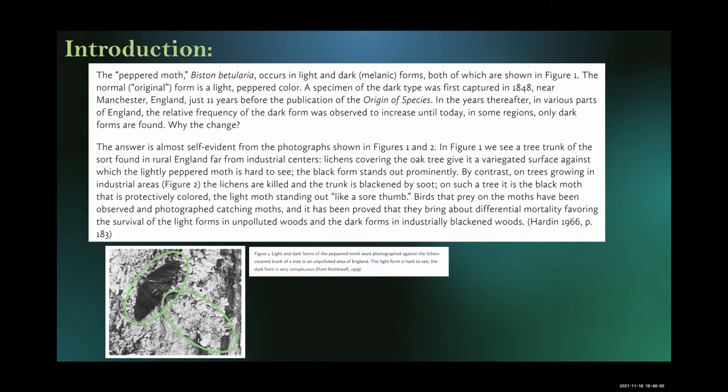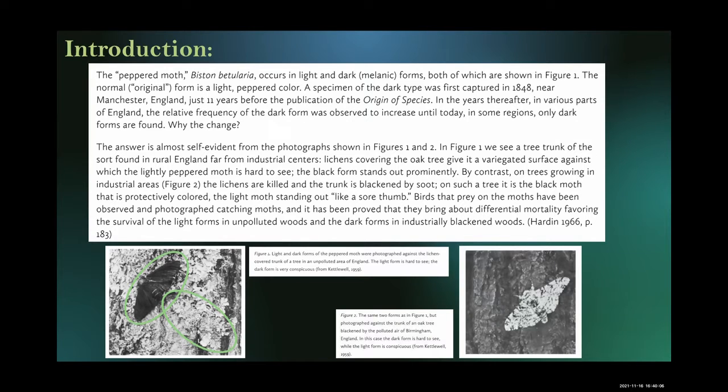Why the change? The answer is almost self-evident. From the photographs shown in Figure 1 and Figure 2: in Figure 1, we see the tree trunk of the sort found in rural England, far from industrial centers. Lichens covering the oak tree give it a variegated surface against which the lightly peppered moth is hard to see. The black form stands out prominently.